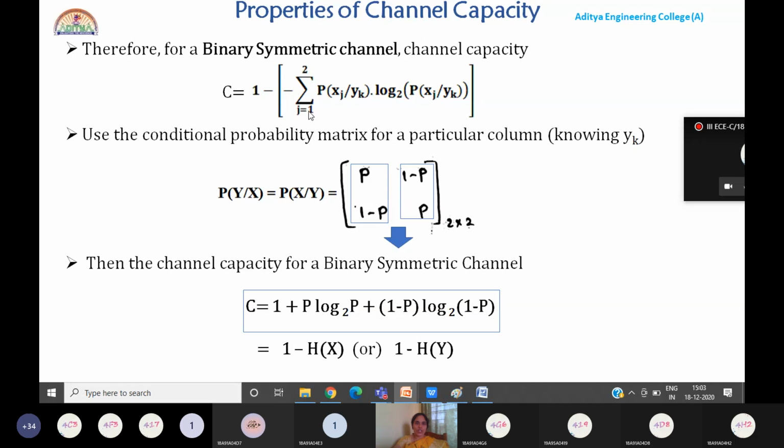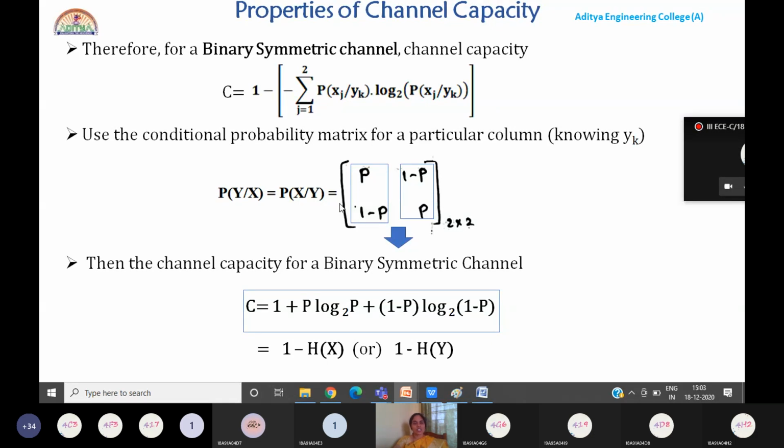So, for j equal to 1, let us fix the first column. The first row element is p, so p log p base 2. Next, the second row element of the first column is 1 minus p, so 1 minus p log 1 minus p base 2. So this is the average conditional entropy of xj knowing yk, or fixing yk.